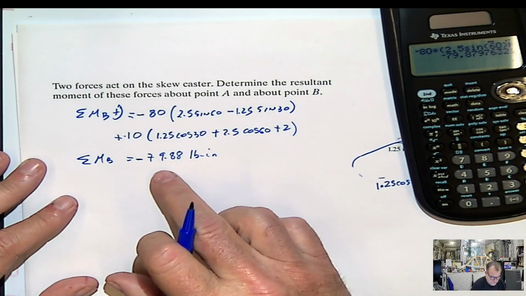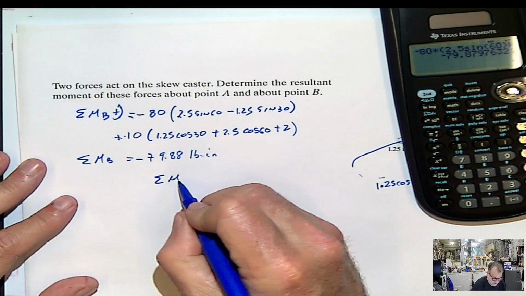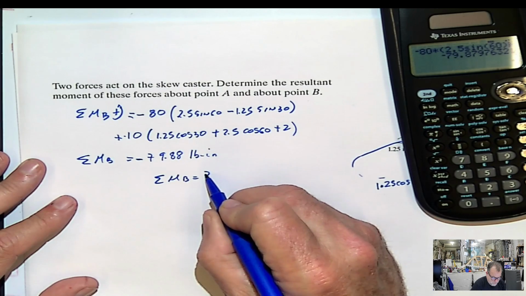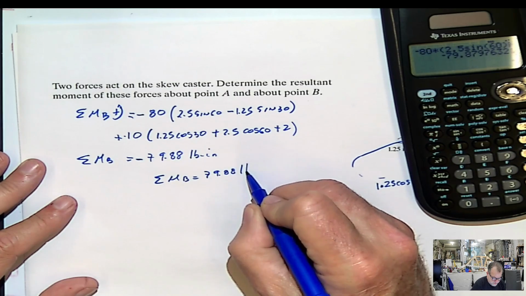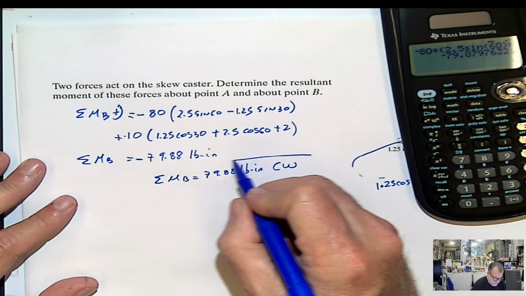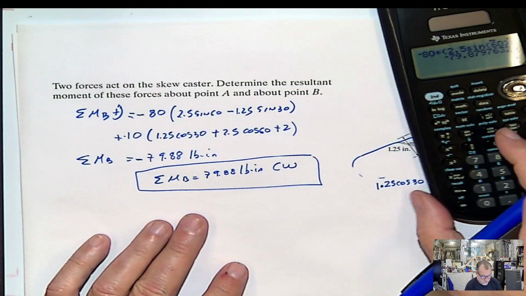And what does the negative mean? The negative means that we assumed it was counterclockwise positive. That means that the moment at B would be magnitude 79.88 pounds inch, but it's going to be clockwise, because at first we assumed counterclockwise as positive. You see, it's very easy.